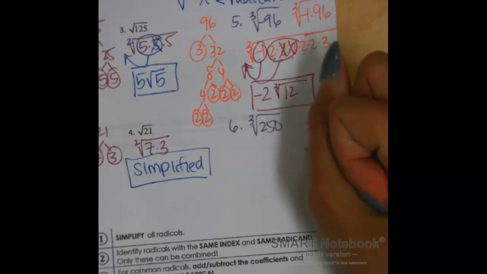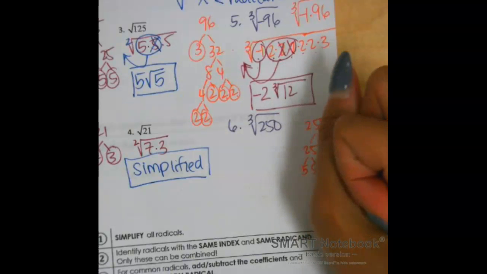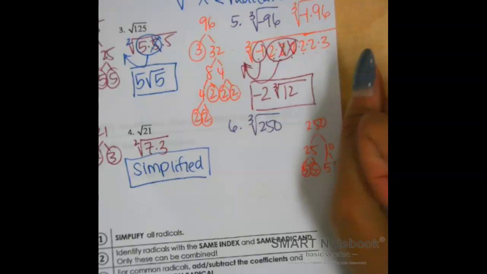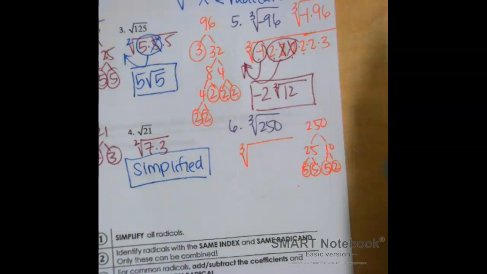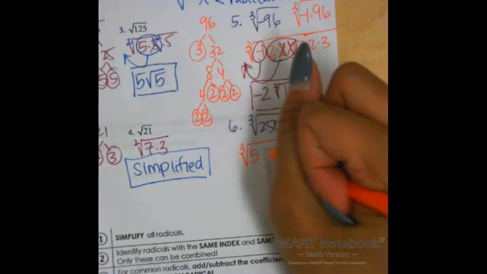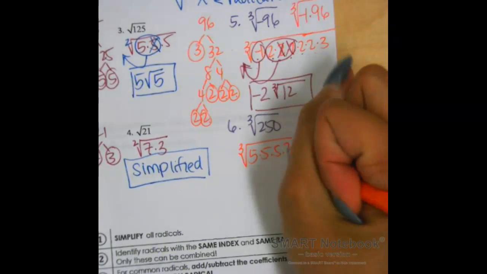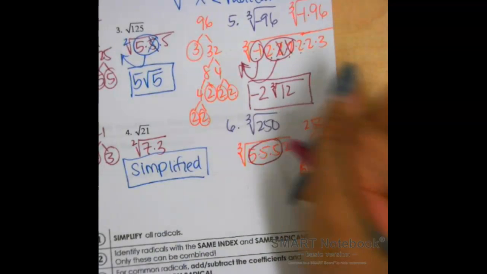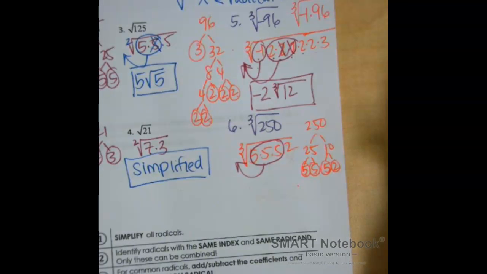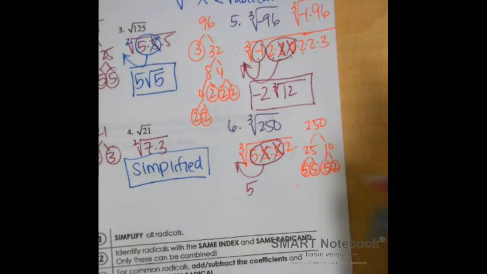Okay, 250. I said 25 and 10. What does 25 break into? 5 and 5. What about 10? 5 and 2. So I can rewrite this as the cube root of 5 times 5 times 5 times 2. Since the index is a 3, I can group 3 of the same number together and help it escape from this little radical prison. So this doesn't make it out, neither does that one. Only one of the 5s does, and the cube root of 2 stays there.